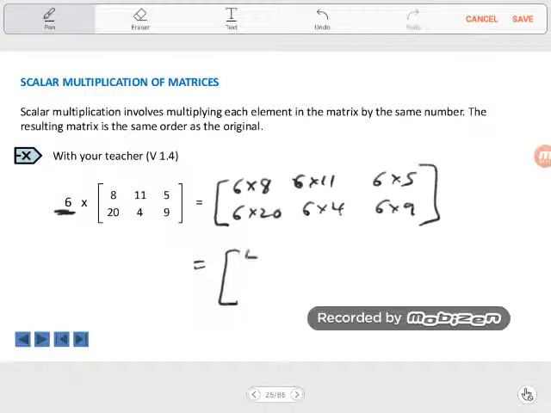So 6 8s are 48, 6 by 11 is 66, 6 by 5 is 30, 6 by 20 is 120, 6 by 4 is 24, and 6 by 9 is 54. So it's as simple as that with scalar multiplication.